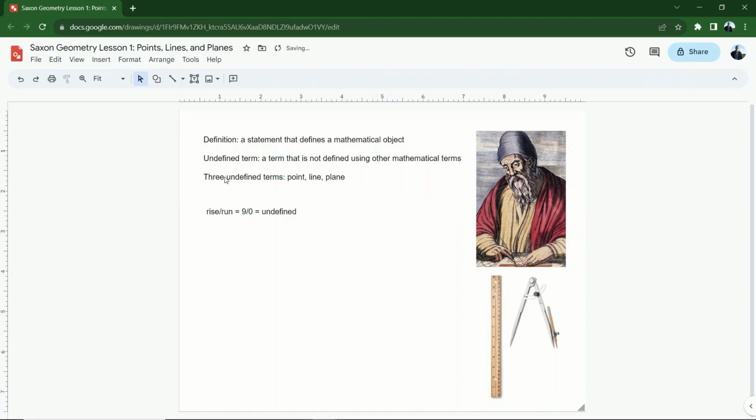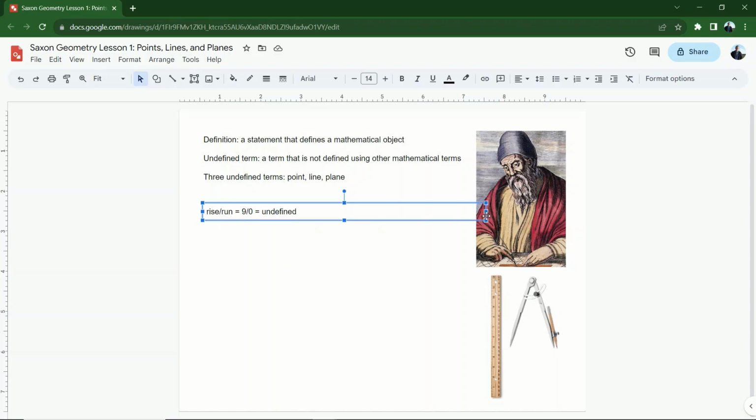There are 3 undefined terms in geometry that you have to memorize. You have to know that these are the 3 undefined terms. If you can do this, then so far this lesson is making sense to you. They are point, line, and plane. Those are the 3 undefined terms in geometry that we're going to be talking about in the rest of this lesson. So that's the end of this first video.